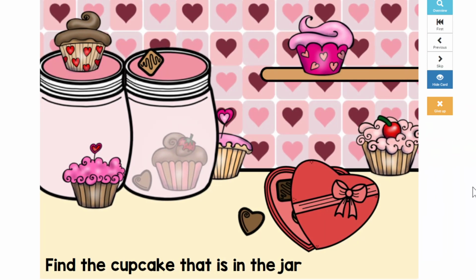Now we need to find the cupcake that is in the jar, or inside the jar. We found the chocolate in the jar. Now let's find the cupcake. This cupcake is in the jar with the strawberry on top. It's in or inside the jar.